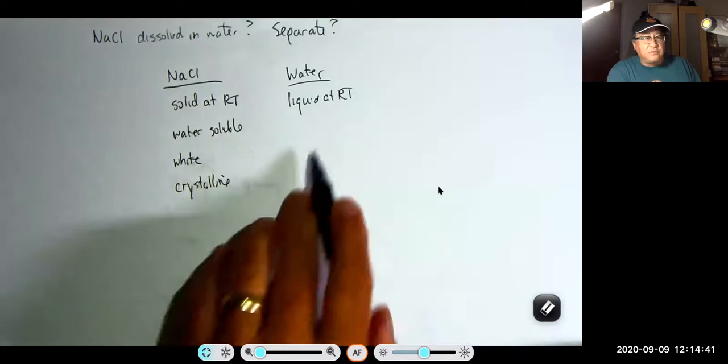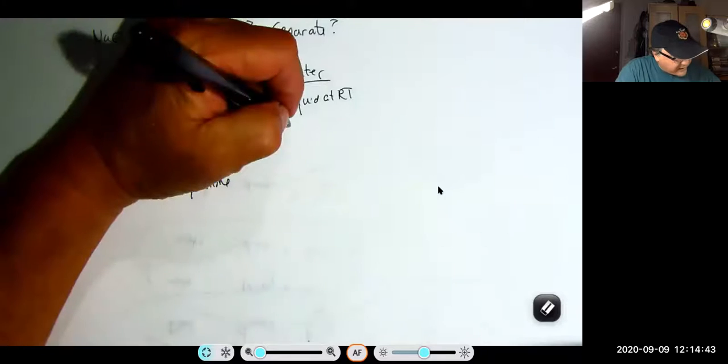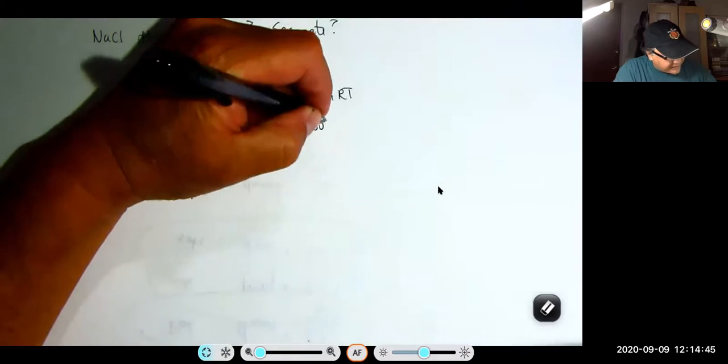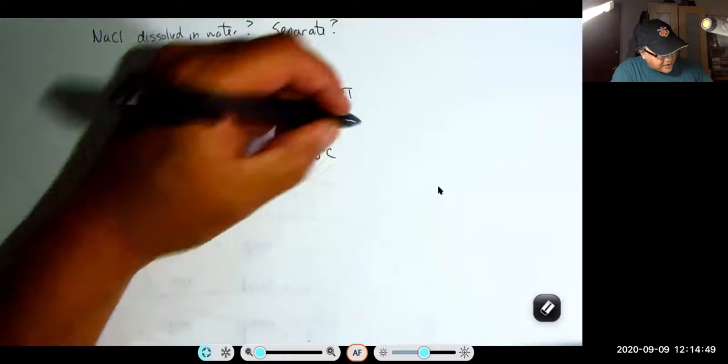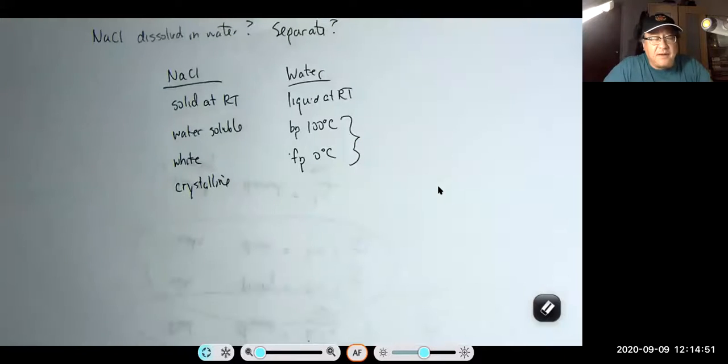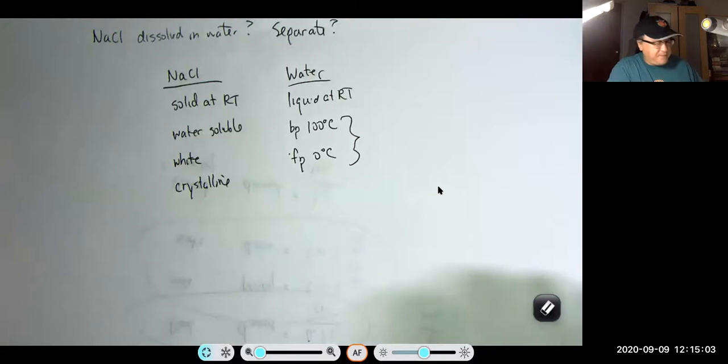Water, liquid at room temp. Boiling point is 100 degrees Celsius. Freezing point is 0 degrees Celsius. You should memorize those things. They're not too hard to remember, 100 and 0. They're very convenient. So these are some good properties. So based just on this set of properties, you might be able to figure out a way to separate them.